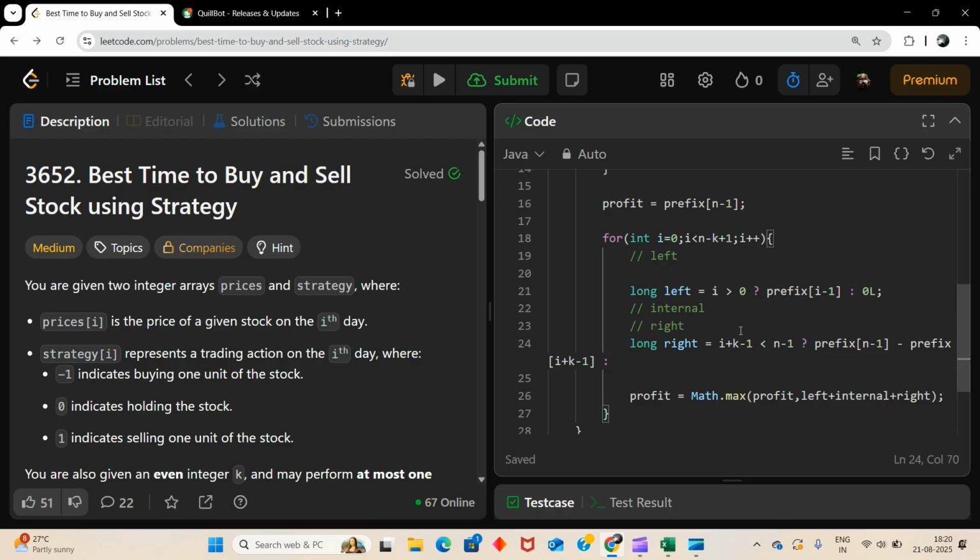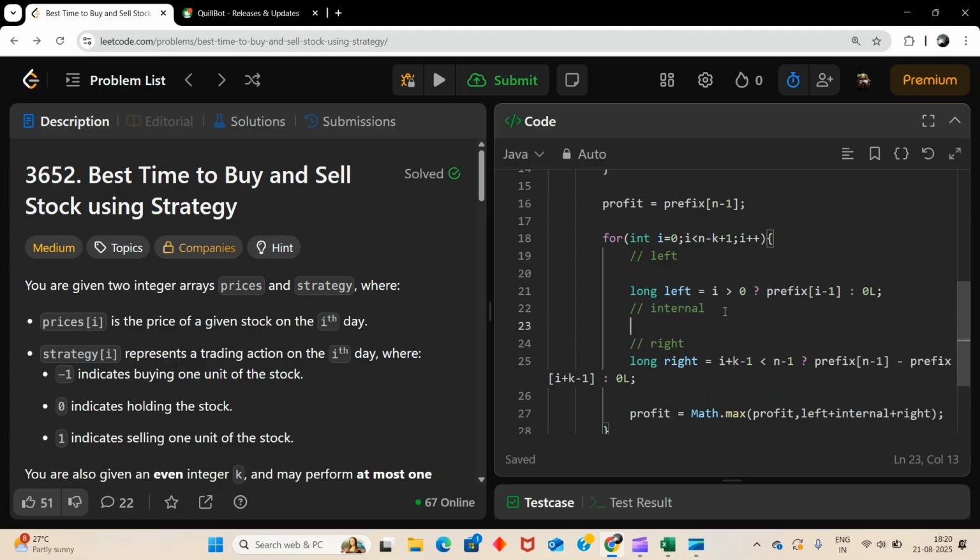Else it will be 0. Why are we checking? Because we will get array out of bounds upon the index anyway, and of course that's the edge cases. Now we want to find the interval from k by 2.